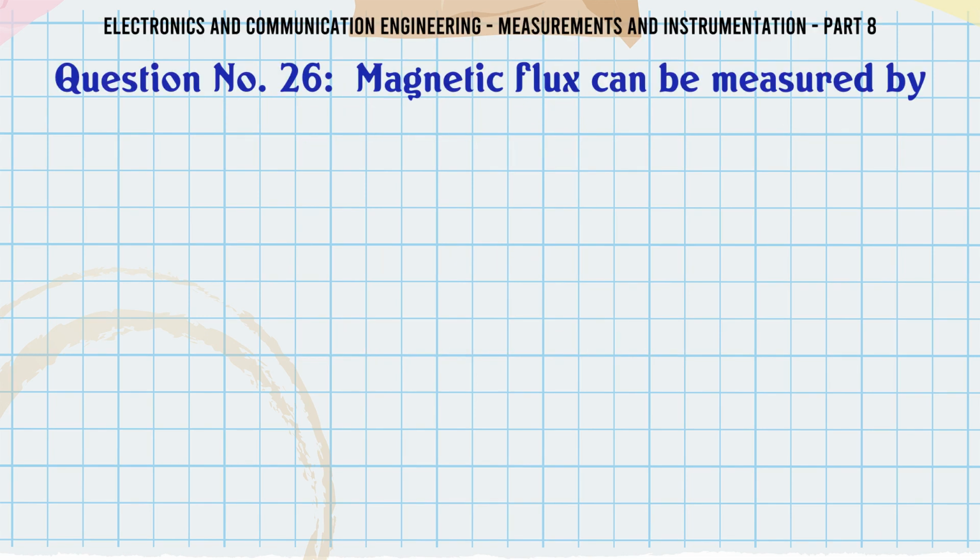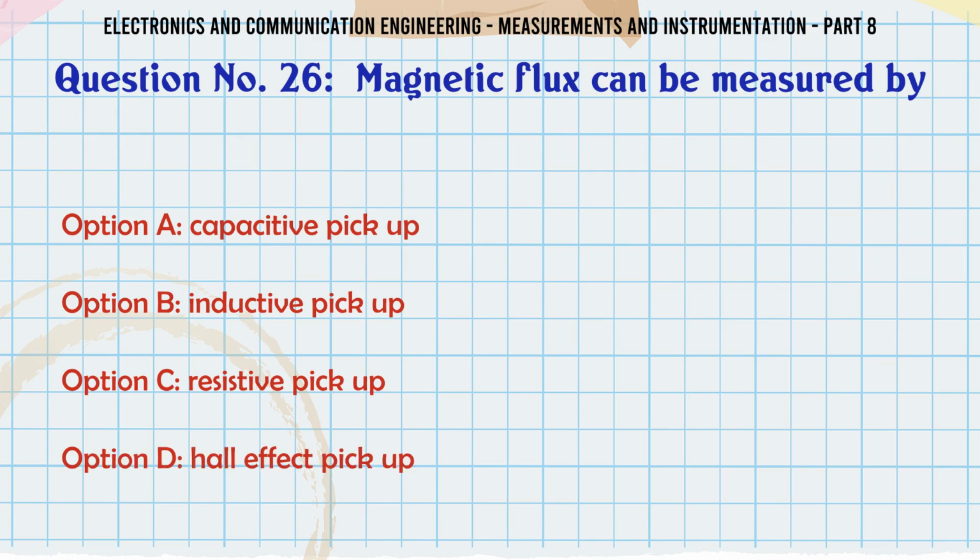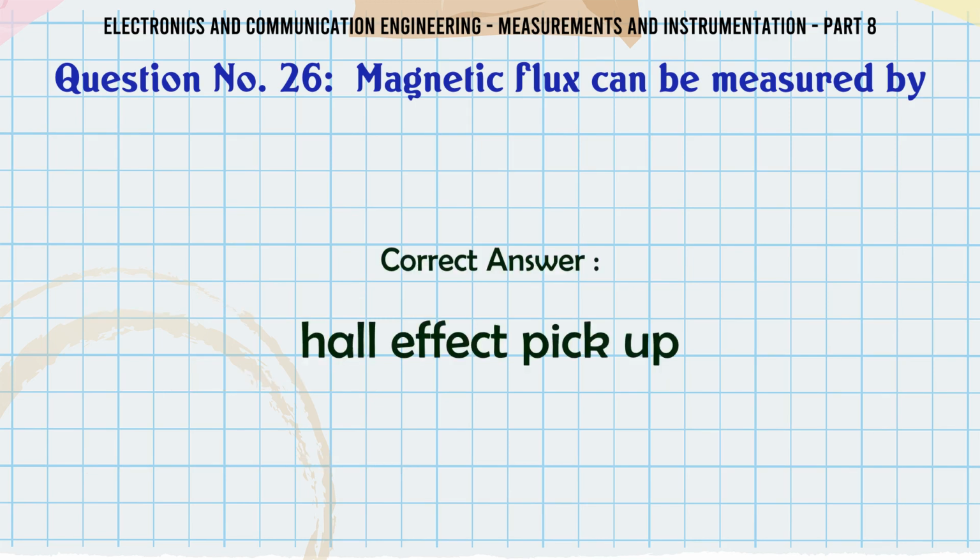Magnetic flux can be measured by A: capacitive pickup, B: inductive pickup, C: resistive pickup, D: Hall effect pickup. The correct answer is Hall effect pickup.